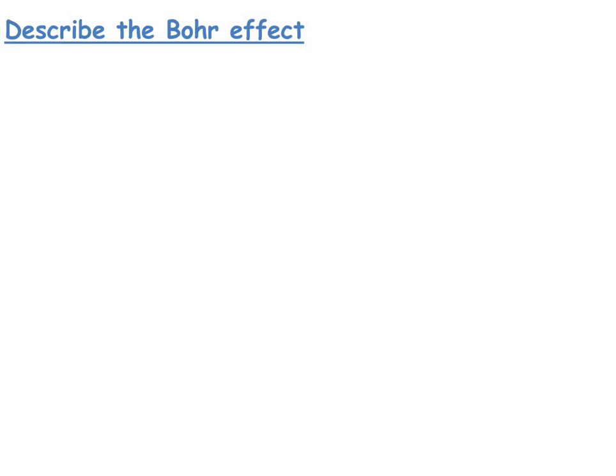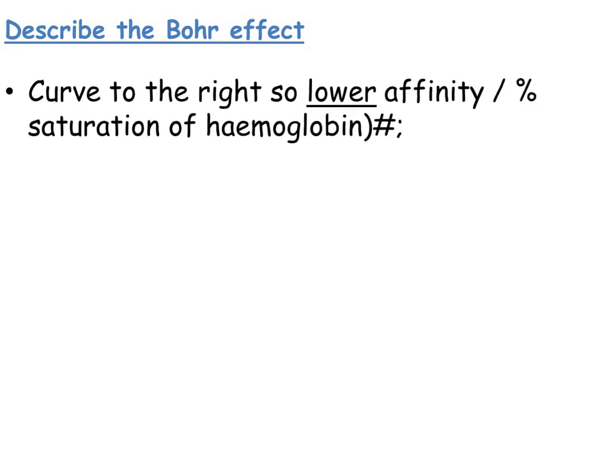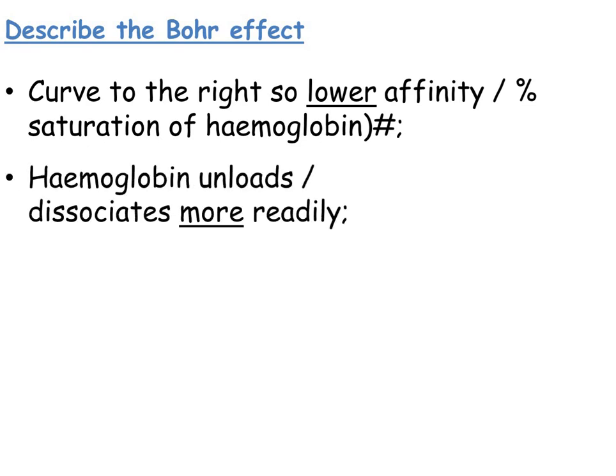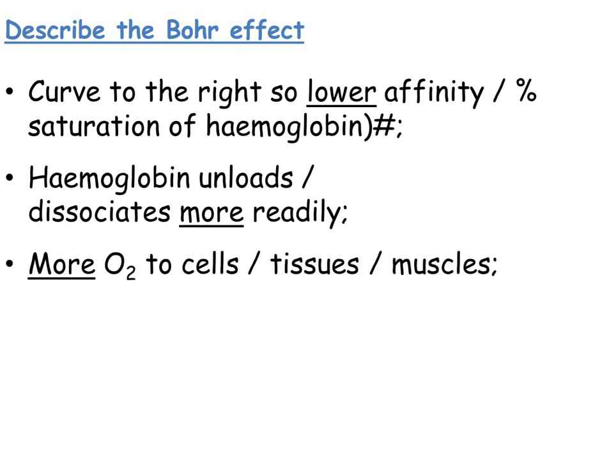Describe the Bohr effect. So the curve moves to the right, so there is a lower affinity or the lower percentage saturation of haemoglobin. Haemoglobin unloads or dissociates more readily, and more oxygen is given to the cells or tissues or muscles for faster respiration.